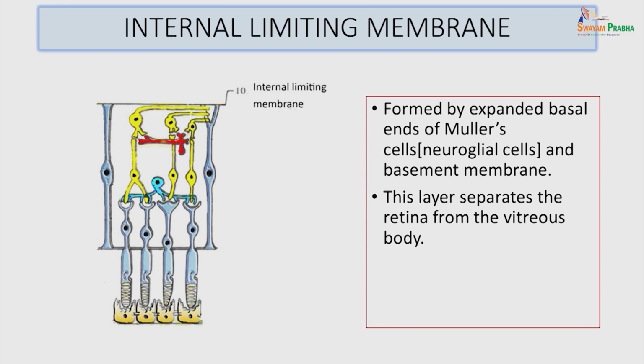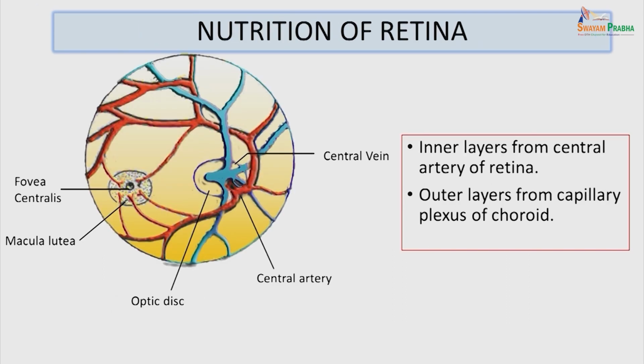The last layer, that is the internal limiting membrane, is formed by the expanded basal ends of the Muller cells, that is the neuroglial cells, and the basement membrane. This layer separates the retina from the vitreous body. So, about the nutrition of the retina, the inner layers are getting nutrition from the central artery of the retina and the outer layers from the capillary plexus of the choroid.